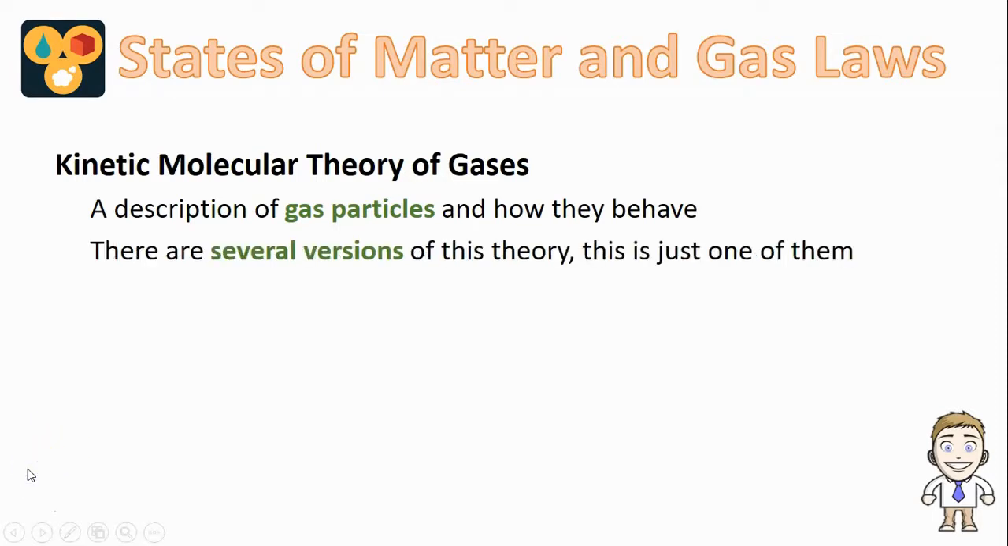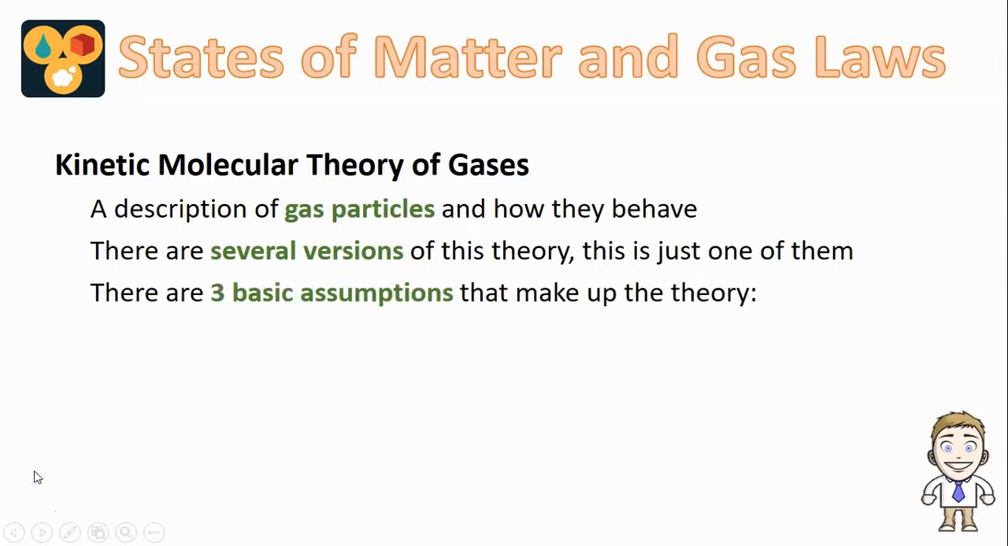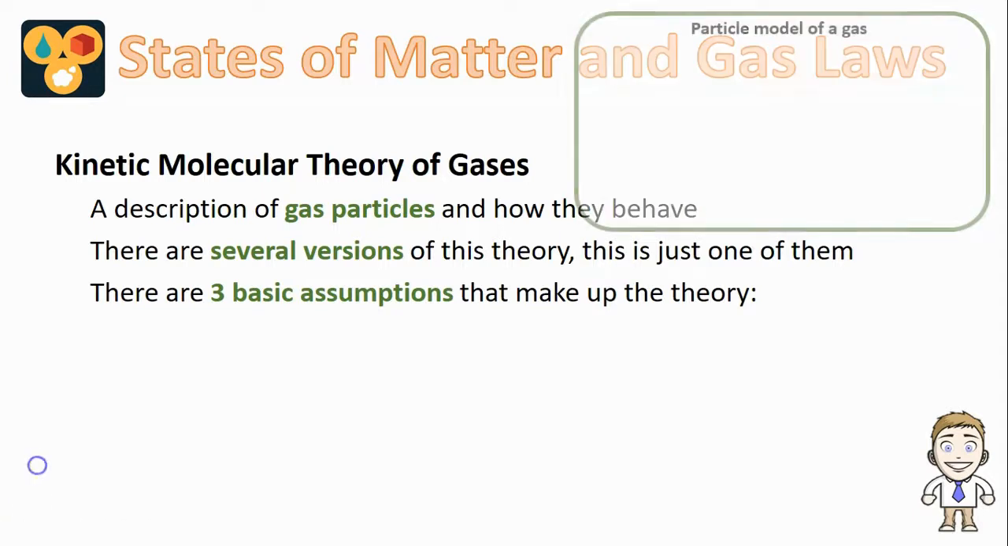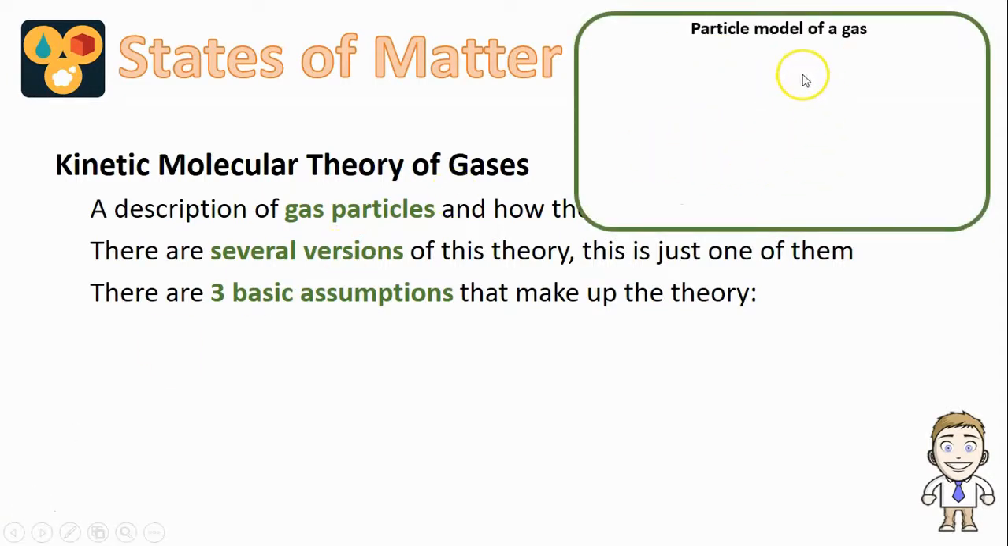There's lots of different versions of this theory, so if you end up Googling it to find out more information, you'll see some different versions. This is just one of those, but most of them have what are called the three basic assumptions. These are the three components of the theory that we'll use to describe what gas particles are like. So after we talk about each of these basic assumptions, I'm going to add that assumption to a particle model of a gas to give us a visual for what these gas particles look like according to the kinetic molecular theory.